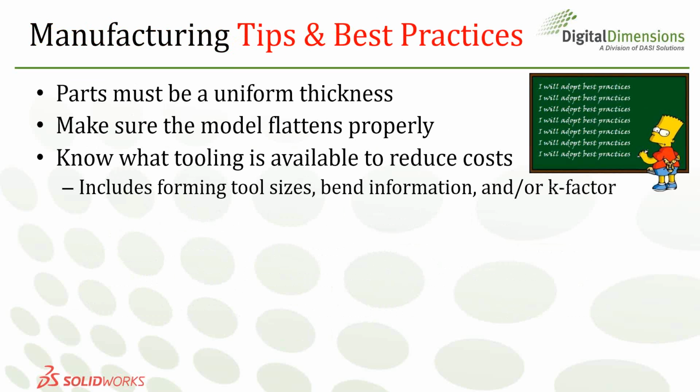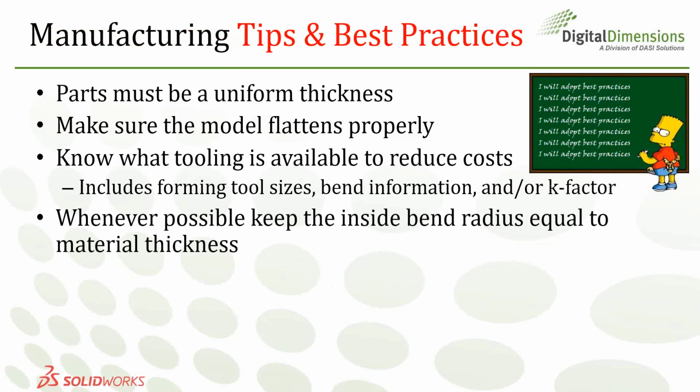This is a good one that I always like for manufacturing. If you know what tooling is available to you beforehand, you can reduce your costs. So this includes things like your forming tools, sizes, what bend information you have, and the K factors. So it's good to know what the shop or the vendor you are using already has. Otherwise, if you design things they don't have, they're going to have to go out and buy those things. So that's going to be a cost that's passed on to you.